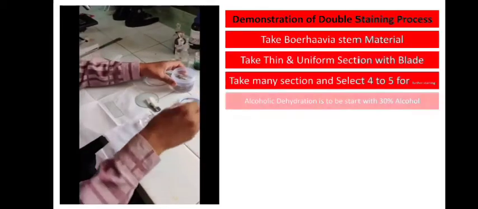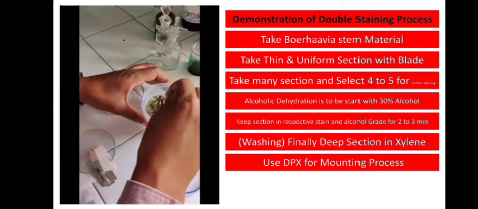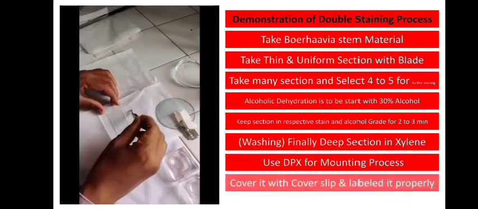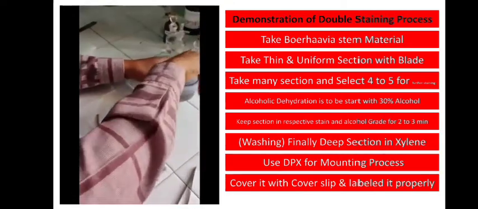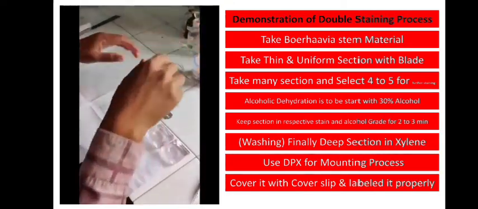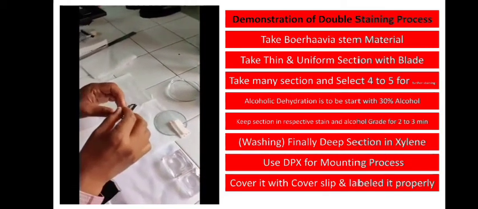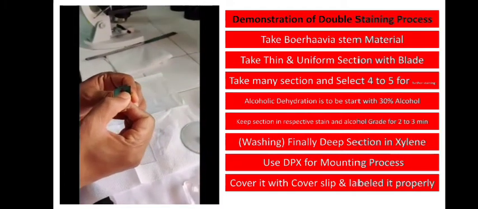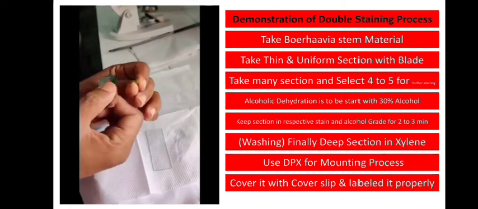First of all, take Boerhavia material with the help of forceps. Remember that specimen material should be freshly collected. Hold that material like this vertically and take thin and uniform sections. We have to use new blade in order to get thin sections.